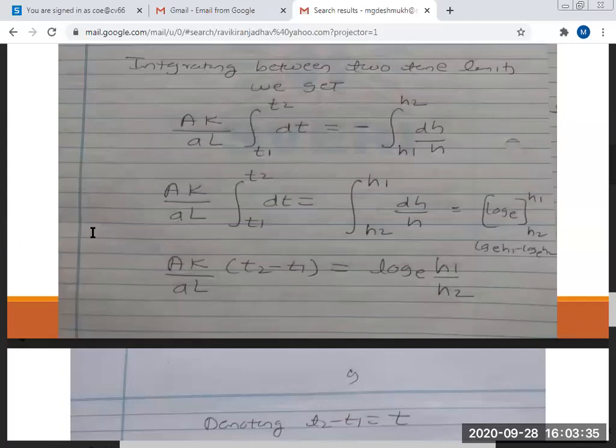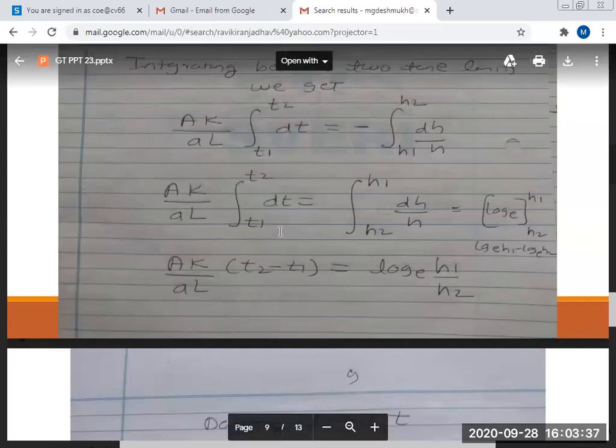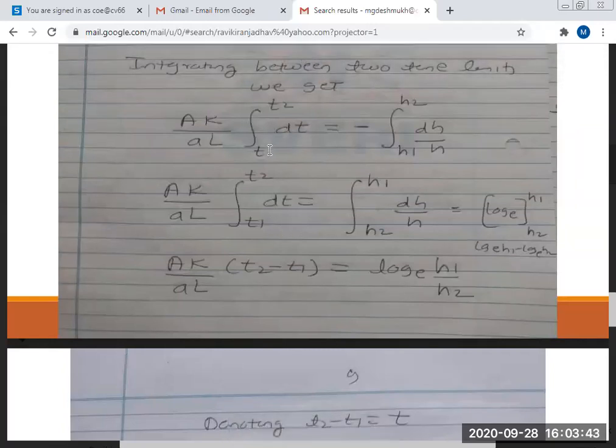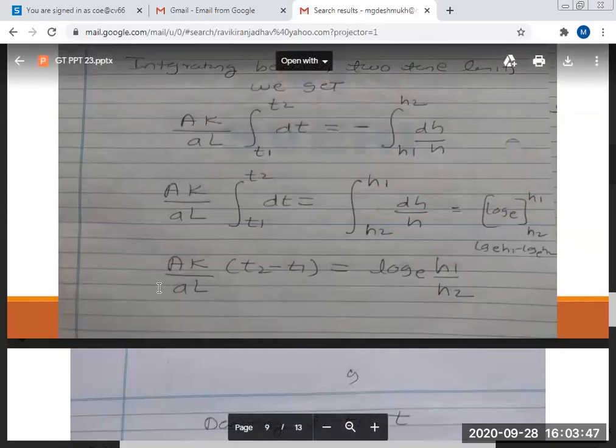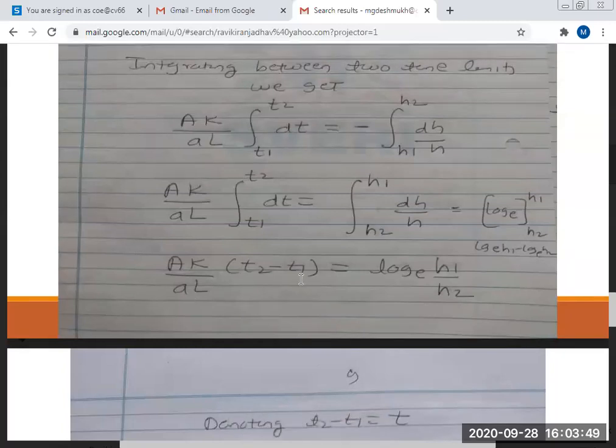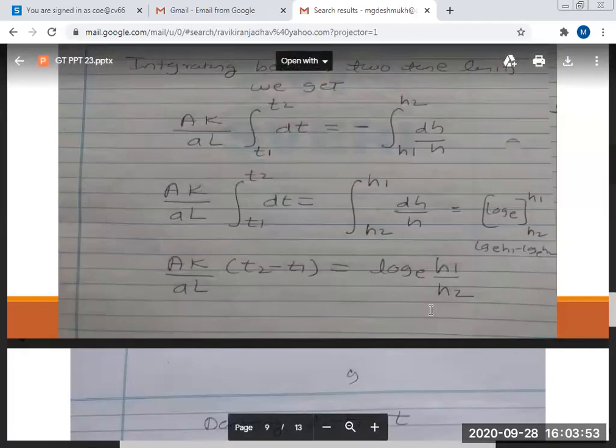So now when you integrate dt, this is going to be the integration of 1 is t, upper limit t2, lower limit t1. So the LHS becomes aL into t2 minus t1, is equal to, simplifying the integration here, log h1 by h2. If any step is not clear here, please ask.